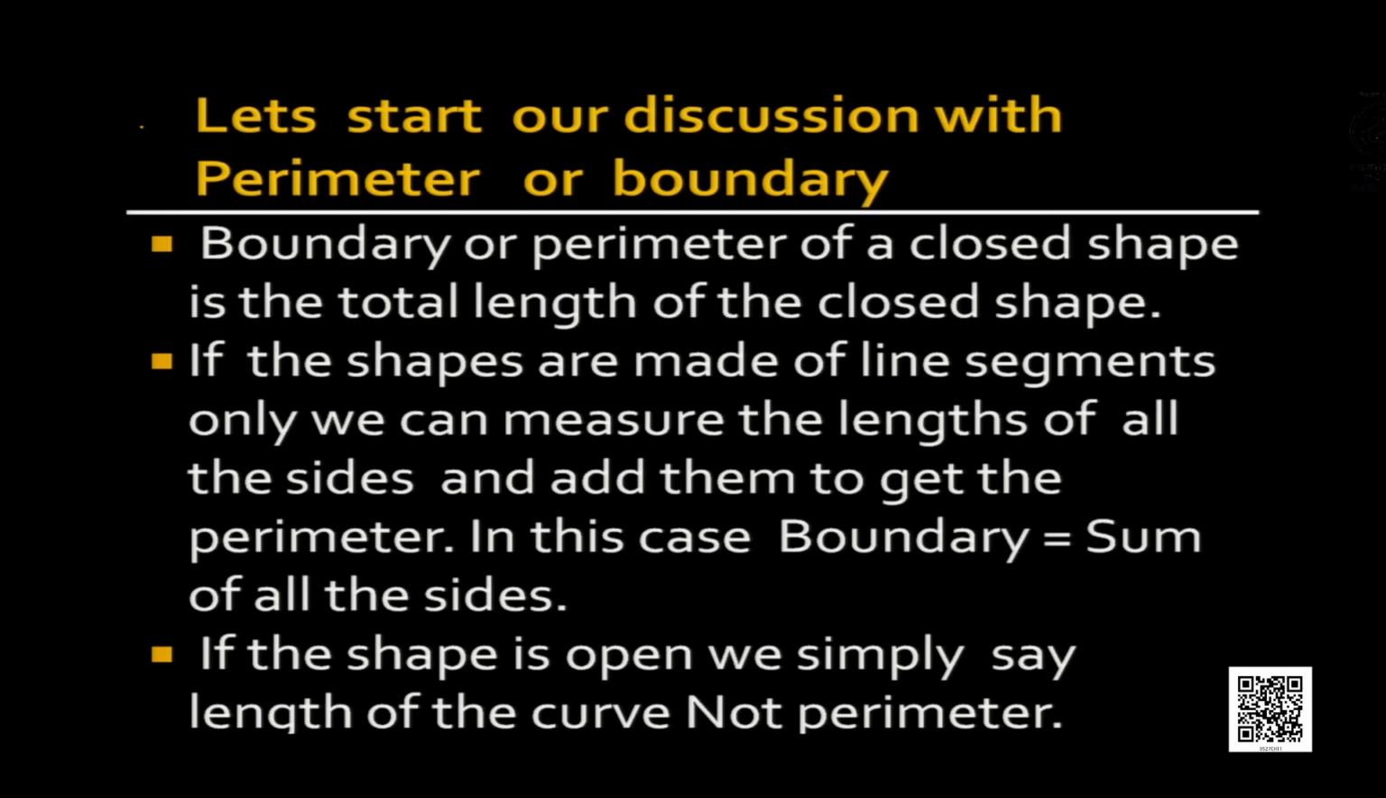If the shape is open, we simply say that it is the length of that curve, not perimeter. I have already discussed closed and open shapes in the shapes and angles chapter. See, the first three shapes, this one and this one, these are closed shapes. But look at these curves, they are not closed. So in this case we cannot say they have a boundary. We just simply measure this length and say the length of the curve. But in this case the shapes are closed, so we can calculate their boundary.